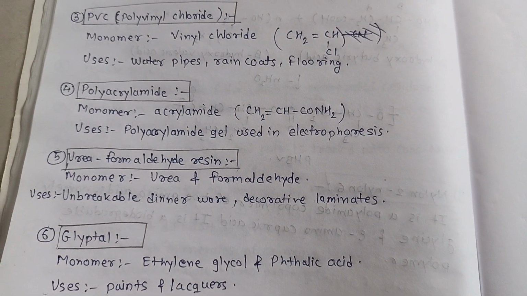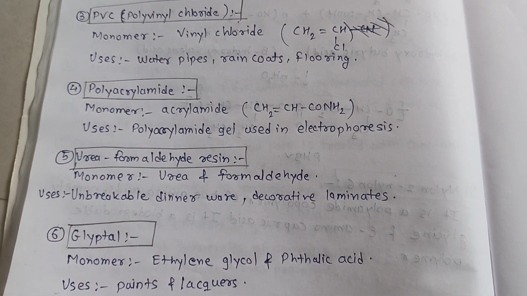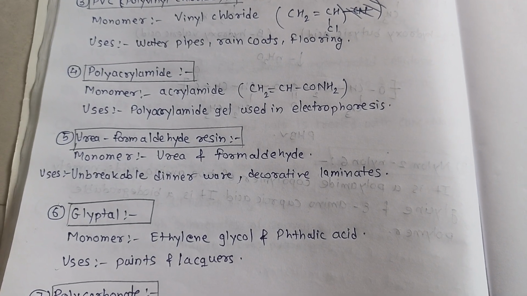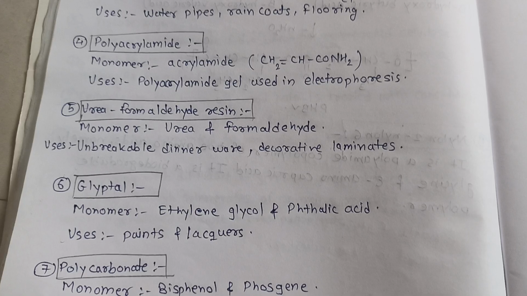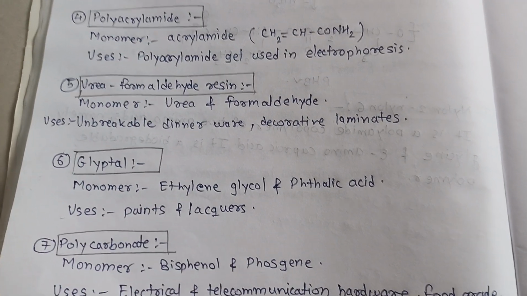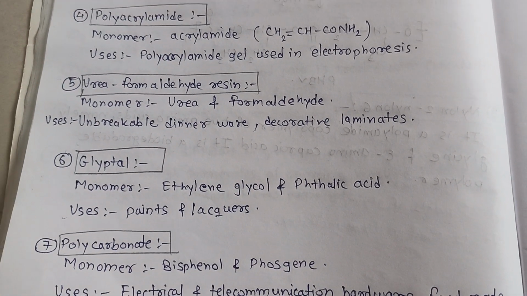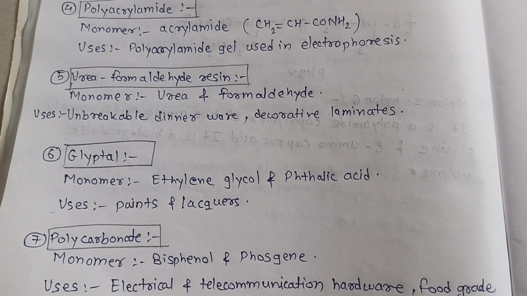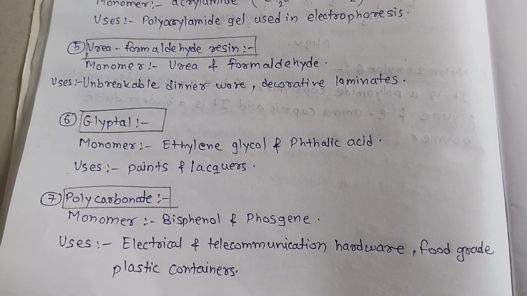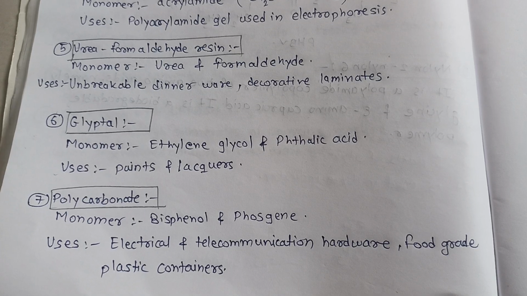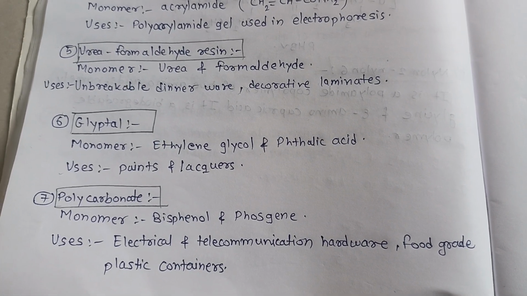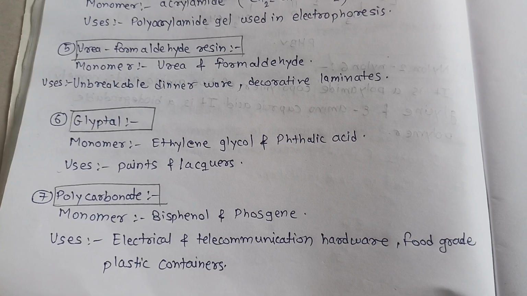Next is urea formaldehyde resin. Monomers are urea and formaldehyde. Uses: unbreakable dinnerware, decorative laminates. Sixth one is glyptal. Monomers are ethylene glycol and phthalic acid. Uses: it is used in paints and lacquers. Polycarbonate, bisphenol and phosgene are the monomers. Uses: electrical and telecommunication hardware, food grade plastic containers.